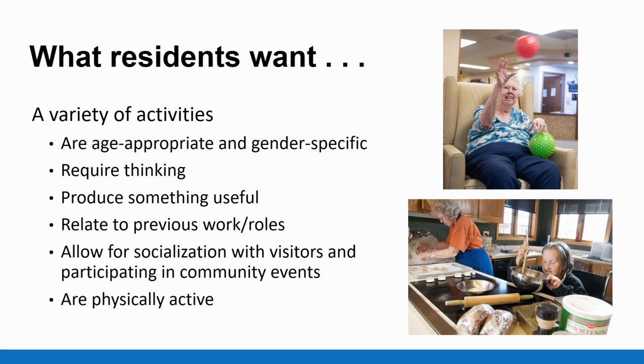The research that led up to the change in the CMS activity rule in 2006 included interviews of older adults living in nursing homes. The message these older adults sent was loud and clear. They wanted a variety of things to do, including things that actively engage their minds and bodies, activities that were active, productive, useful in some ways, that allowed for socialization not only with their family members, but the larger community in which they lived, and they didn't want to be treated like children. They wanted age-appropriate things to do, and things that fit the unique interests of their gender.